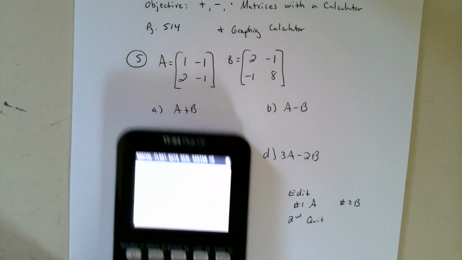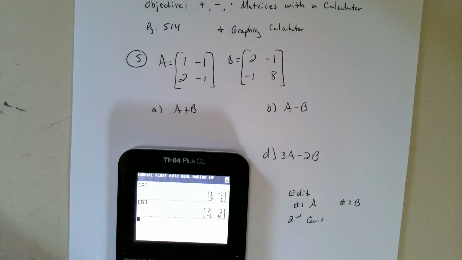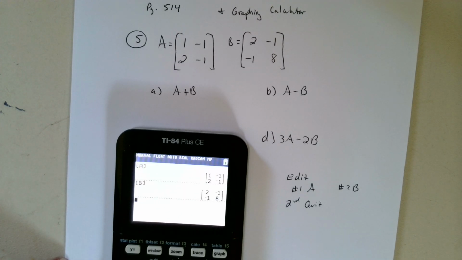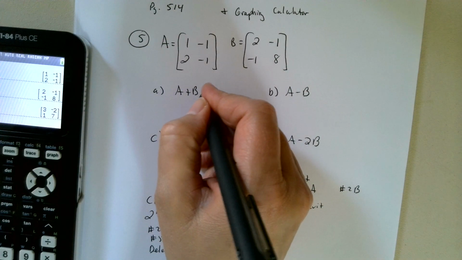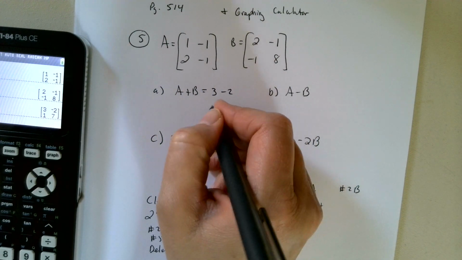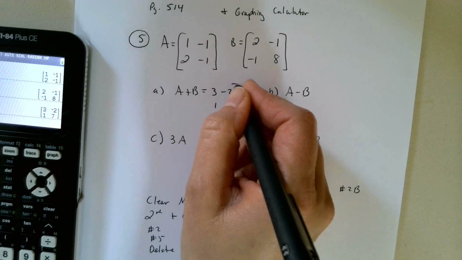All right, so now we just need to add matrix A and matrix B together. So I'm going to go second matrix, number 1. I'm going to hit the plus sign. Second matrix, number 2. And I'm going to hit enter. And I'm going to write the answer there. And that would be 3, -2, 1, and 7.